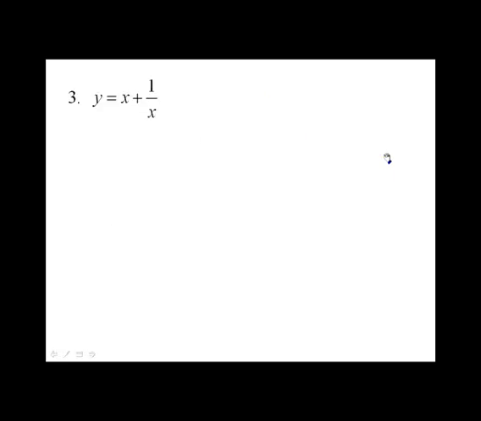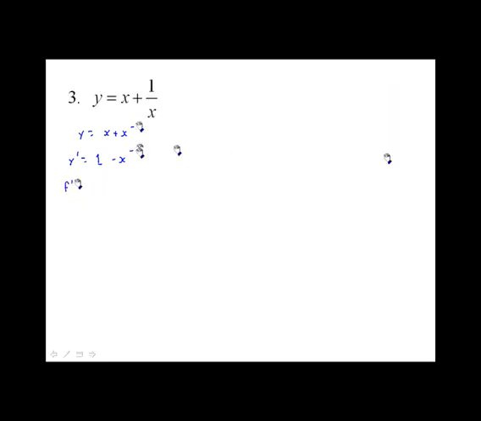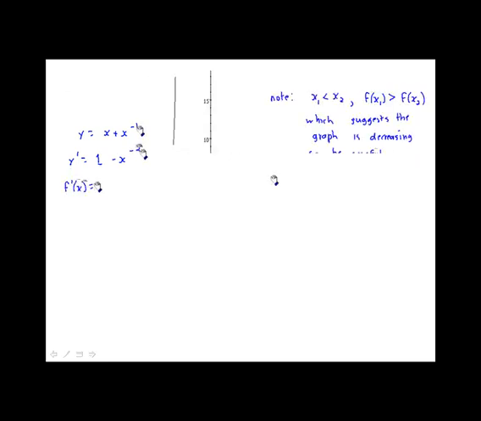Next one. So y is equal to x plus 1 over x. Well, this one differentiates pretty easily. We would first off write this as x plus x to the -1. So therefore y prime is equal to 1 minus x to the -2. So we could then write this as f prime at x is equal to 1 minus 1 over x squared.